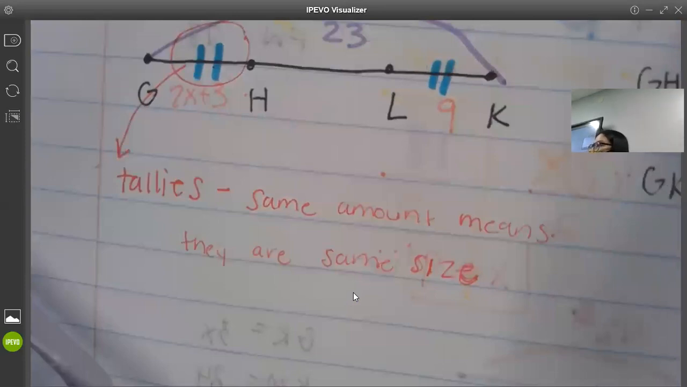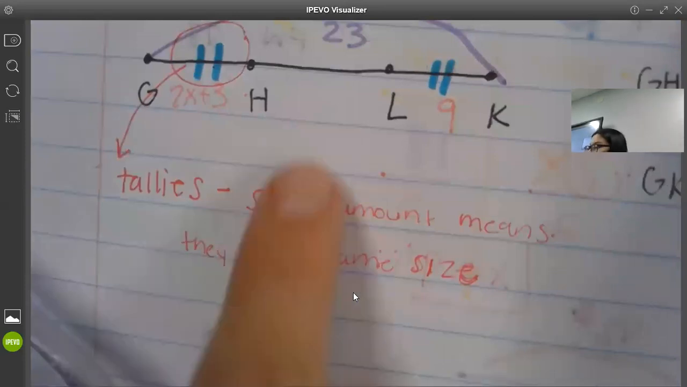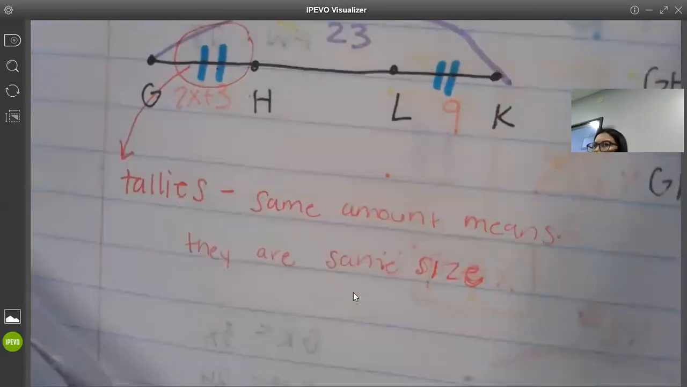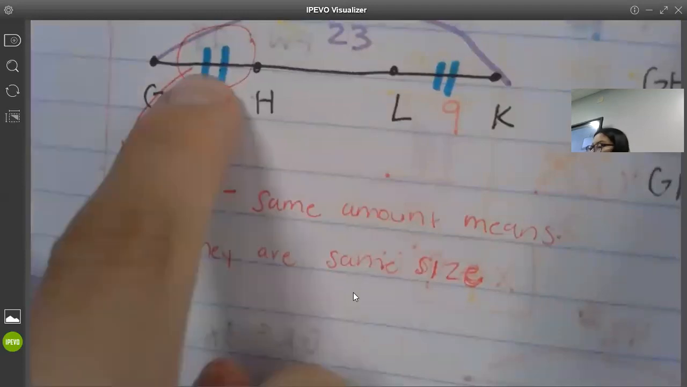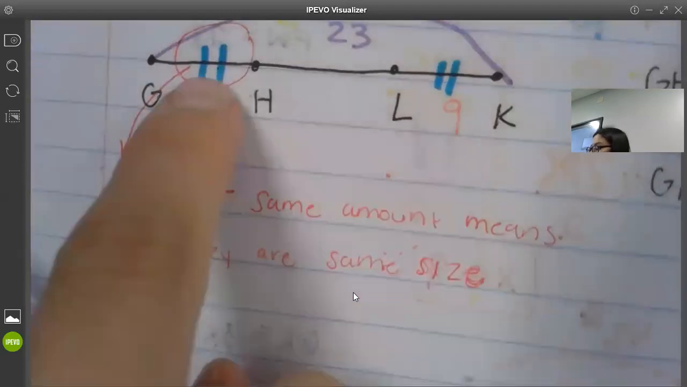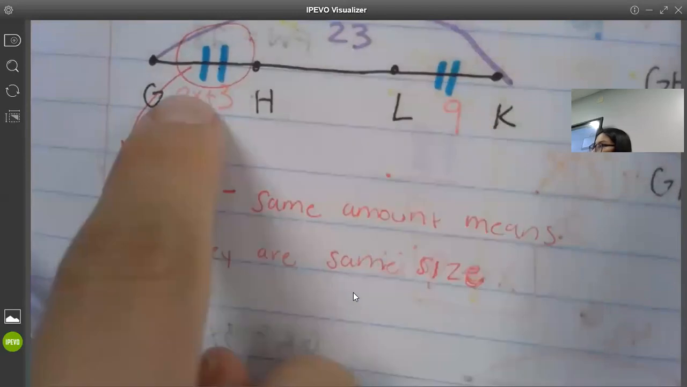No. Oh, we don't know what's in the middle. We have to solve this piece right here. No, she said, why did you put the 11? It's not 11, it's a tally. They're markers. If this one has two, it's not the number 11. If this has two, they're the same.